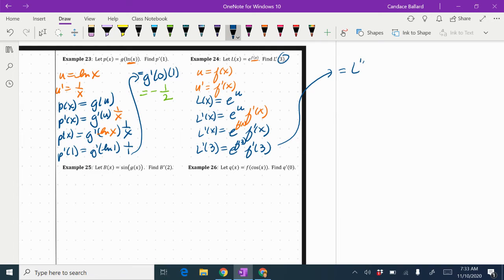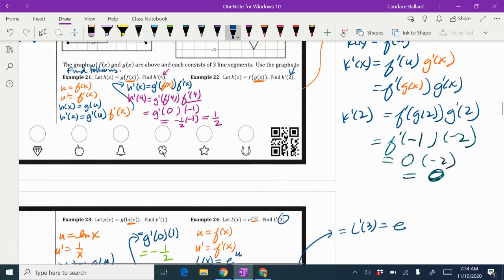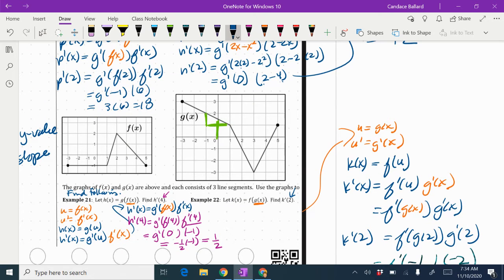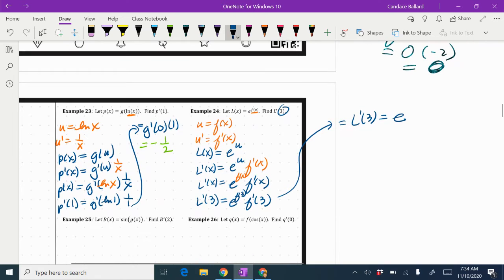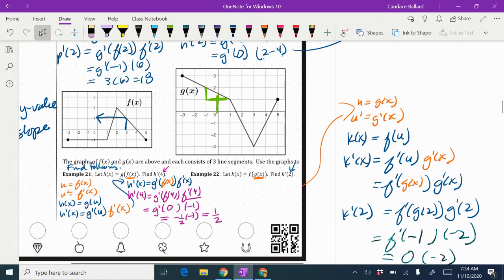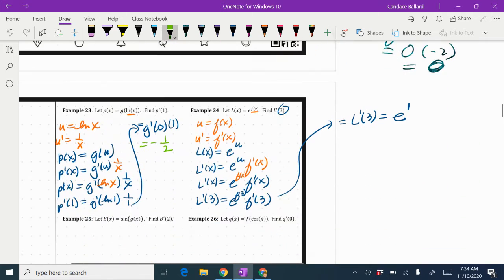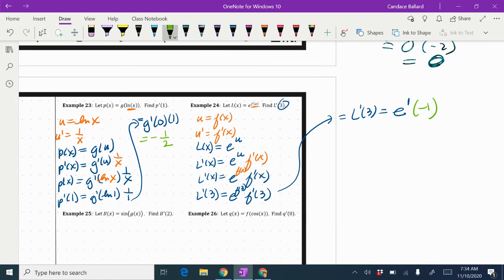So L prime of 3 equals, so I've got e. I'm going to go back to my graph, and I'm going to find the y value at 3. So the y value at 3 happens to be 1. And then I need to find f prime of 3, meaning I need the slope at 3. So the slope at 3 looks like it's down 1 over 1, or just negative 1. So when I multiply this out, I get negative e.